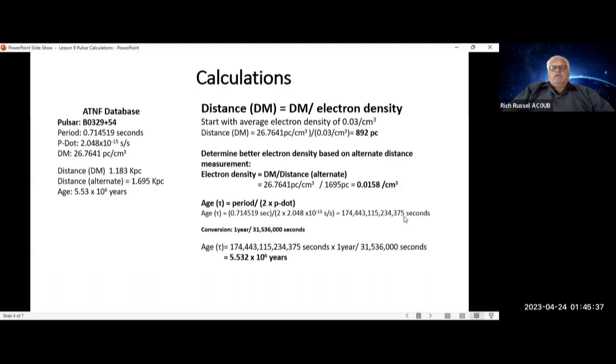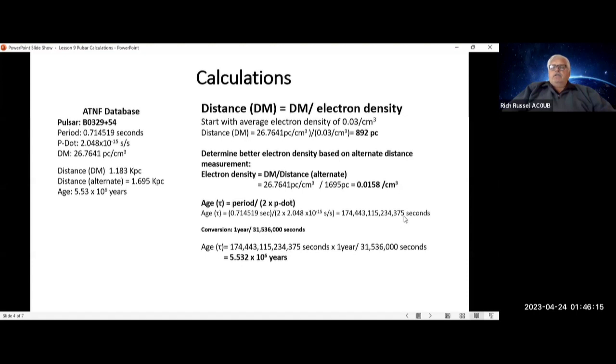Let's look at some calculations. On the left is the data for B0329+54 from the ATNF database. On the right, we're going to use that data to calculate other information. Distance can be calculated using dispersion measure. The assumption is that you know the electron density of the column of space between you and the pulsar, how many electrons per centimeter cubed.